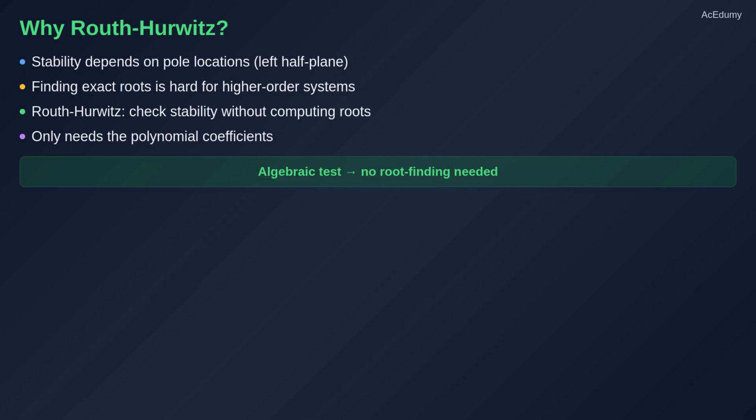In the previous lesson, we learned that stability depends on where the poles of the transfer function are located. All poles must be in the left half-plane for BIBO stability. But finding the exact roots of a polynomial can be difficult, especially for higher-order systems. Is there a way to check stability without actually computing the roots? The answer is yes. The Routh-Hurwitz criterion gives us an algebraic test. We only need the coefficients of the characteristic polynomial.